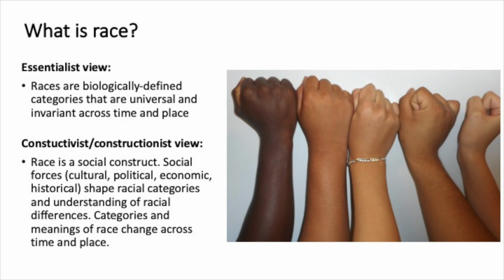The essentialist view also posits that racial categories are invariant and universal, meaning they don't change across time, they don't change across place. The racial categories that we have in the US are the same as the racial categories you would see elsewhere. This perspective really did dominate through the majority of US history, and we continue to see the essentialist view enacted in a number of ways.